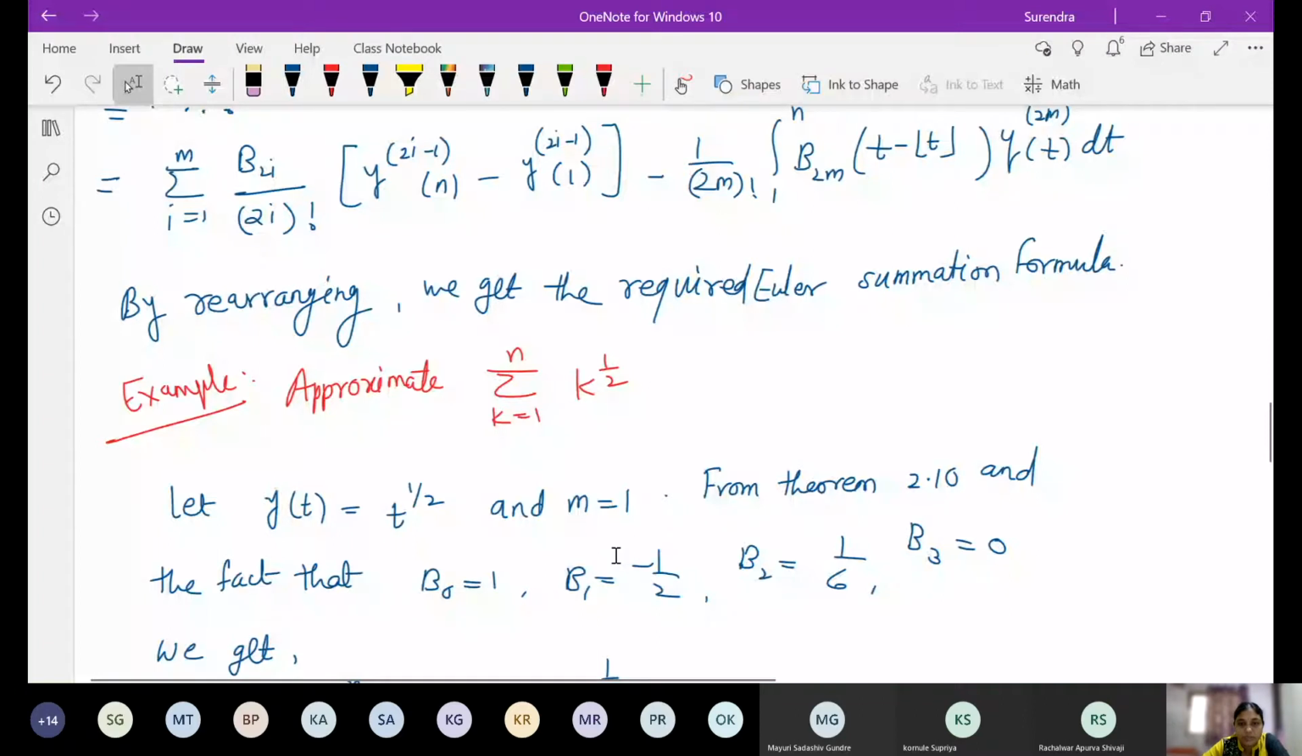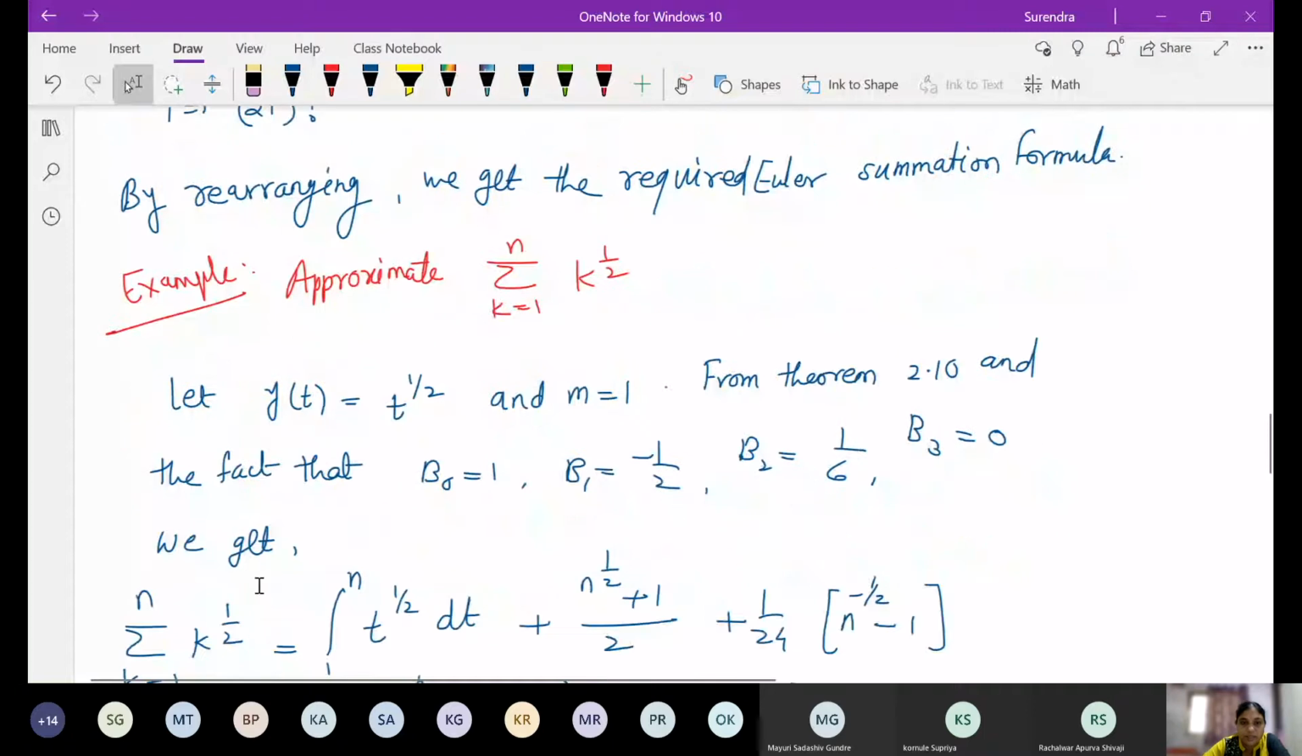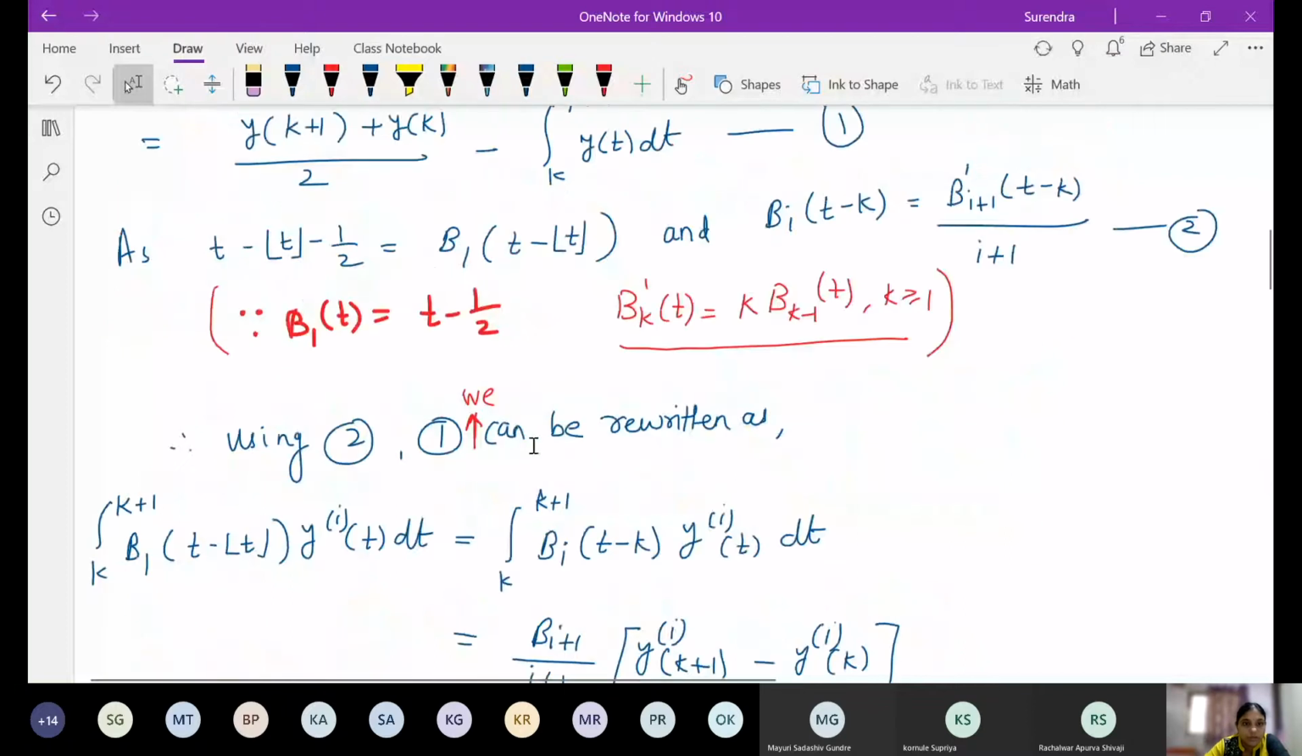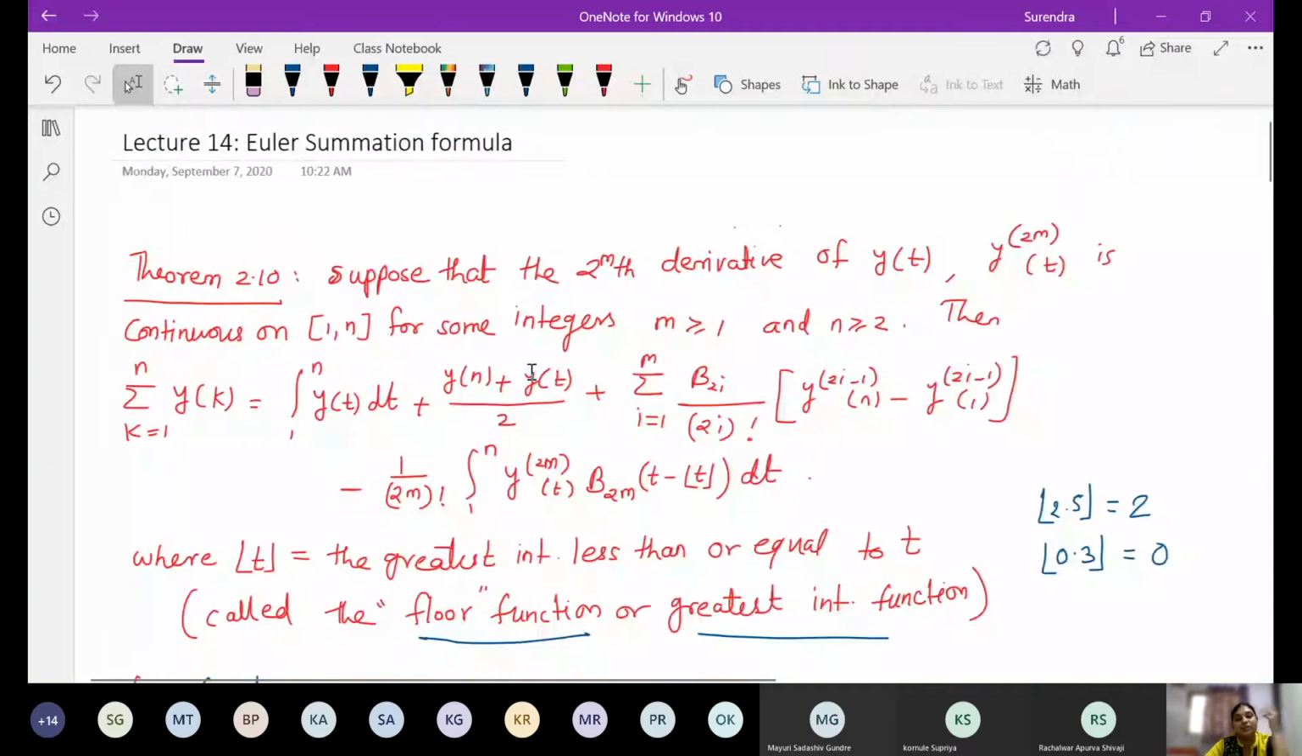And also you have to use b0 equals 1, b1 equals minus half. These we have already calculated. These are Bernoulli numbers, right? B0 is 1, B1 is minus half, B2 is 1 by 6 and so on. You just have to substitute the values in this formula, integration 1 to n yt dt and so on. So this big formula you need to remember.